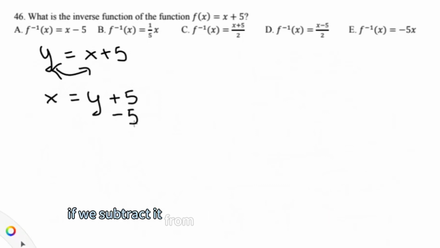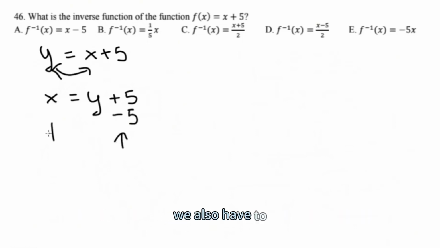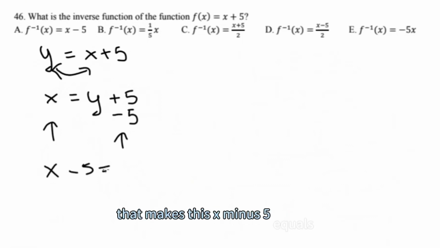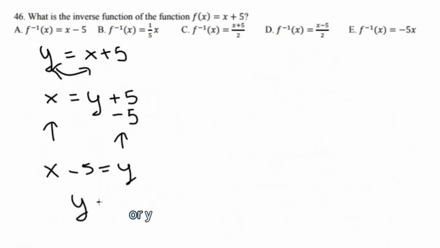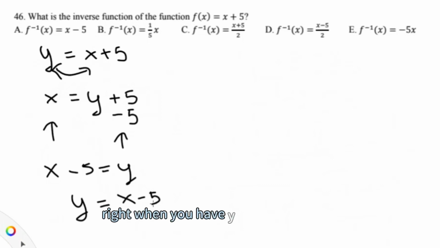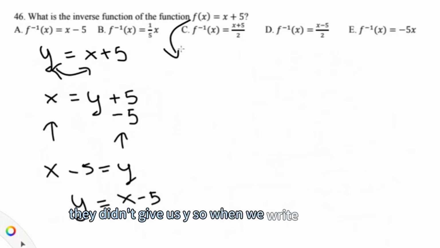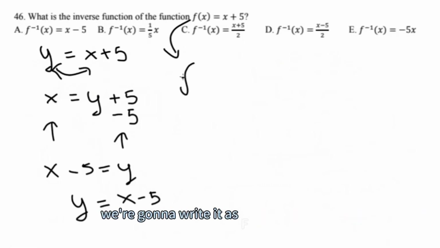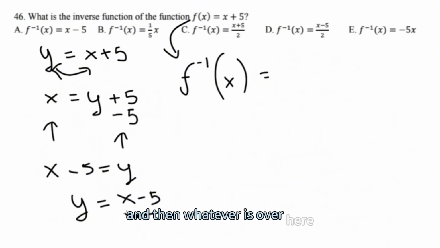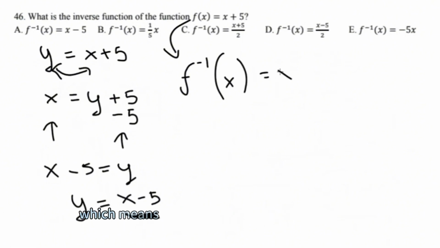If we subtract it from the right side of the equation, we also have to subtract it from the left side of the equation. That makes this x minus 5 equals y, or y equals x minus 5. However, originally they gave us f of x. They didn't give us y. So when we write this answer, we're going to write it as f negative 1 of x, and then whatever is on the right side of the equation, which is x minus 5. And that's your answer.